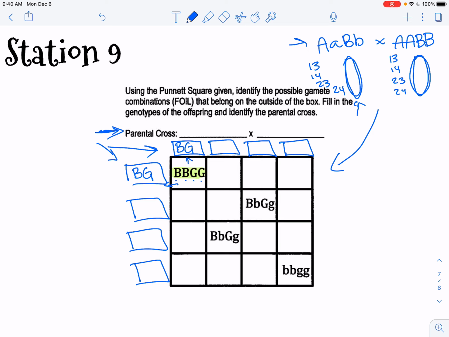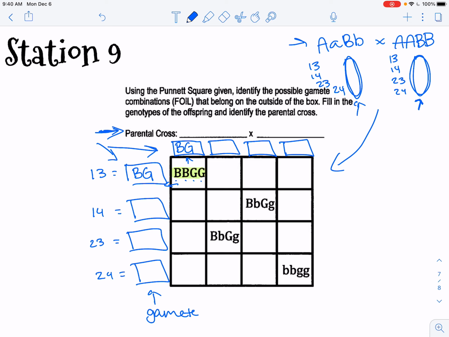So I know that those two boxes have to have big B, big G, okay? But remember, we're using these alleles, or these gamete alleles, right? So this is really equal to 13, this is really equal to 14, this is really equal to 23, and this is really equal to 24. Remember that that's how we got those gamete combinations in the first place, right?